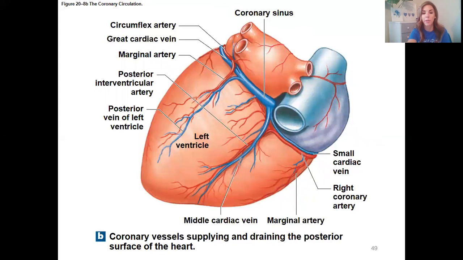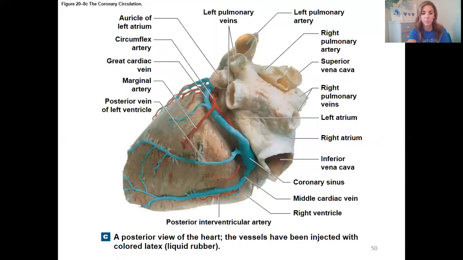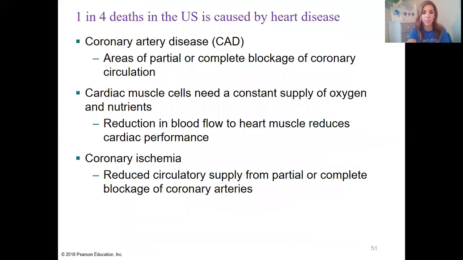And again, there's your coronary sinus, where you can see how all of that waste can drain through the veins, get into the coronary sinus to get back into that right atrium. And there's another picture.